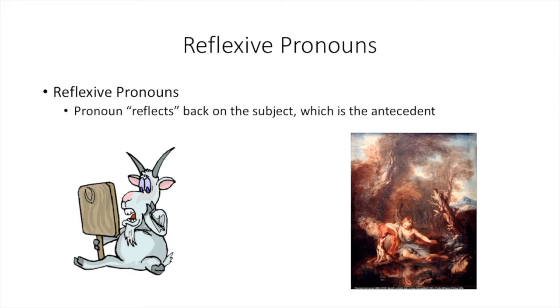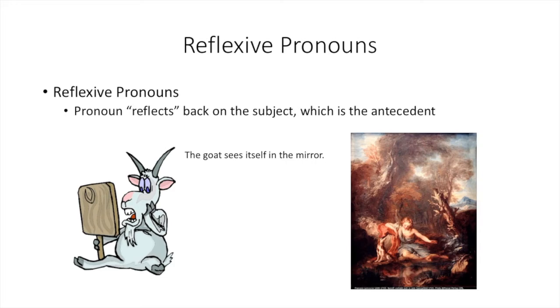So here are two examples. On the left, we have a goat looking in a mirror. So if we were to describe it, we could say the goat sees itself in the mirror. The itself is a reflexive pronoun. Its antecedent is the goat. And so it's telling us what the goat is doing to itself.